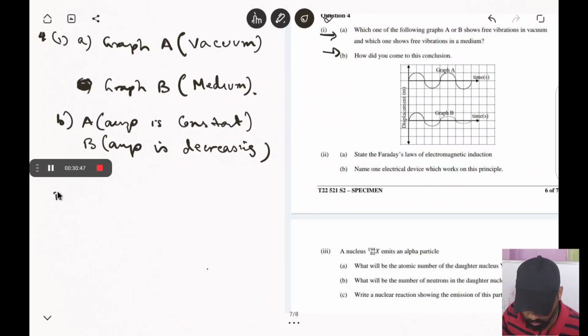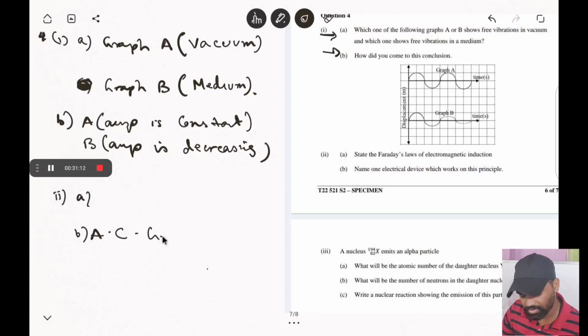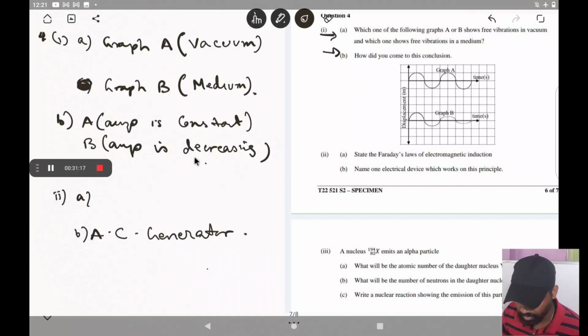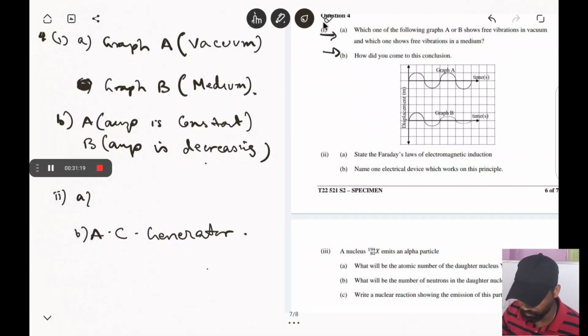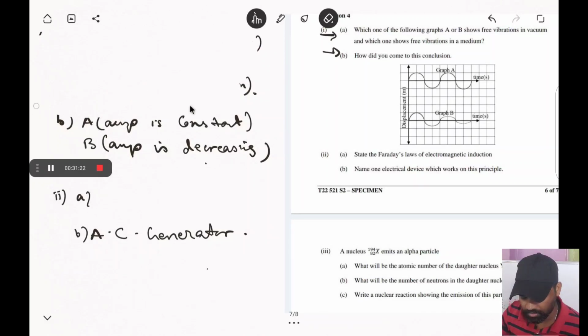Number 2, part A. State the Faraday's law of electromagnetic induction. This one you will do on your own. That's very easy. You need to state the law. Be careful with the keywords, okay? Write it properly. So I'm not discussing this. Name one electrical device which works on the principle. AC generator. Very easy. Done. This was 4 part 1 and 2. Now 4 part 3, let us look.